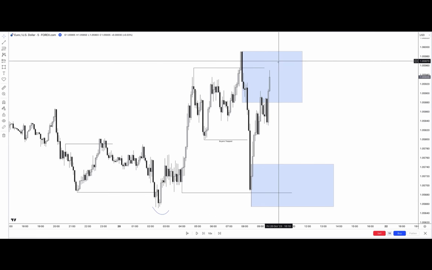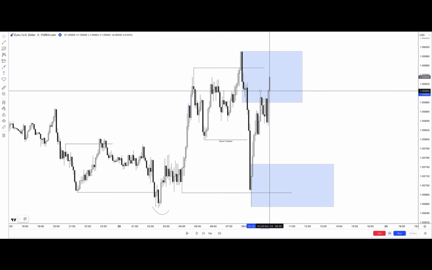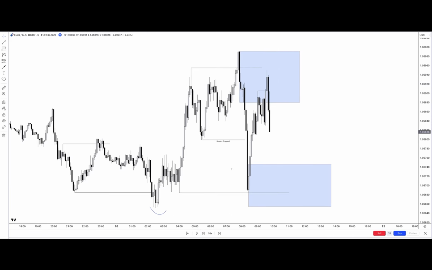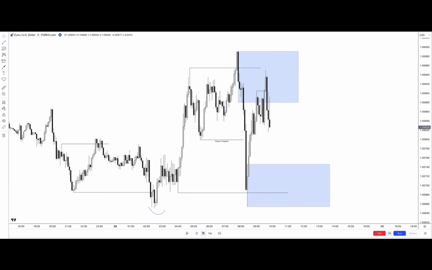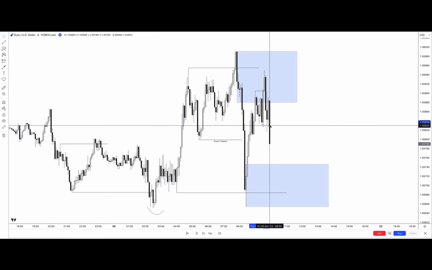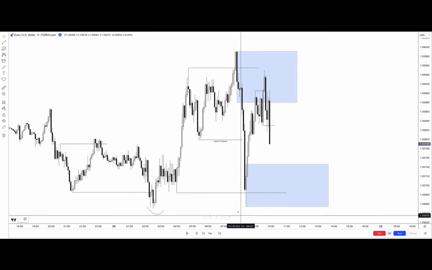Okay, so now we even come higher. We'll mark this out, taking out this high, inducing buyers in the market. And look how we come down, and now we're starting to trap buyers. Trap them here. And again, what do we have at the extreme? A nice liquidity block.